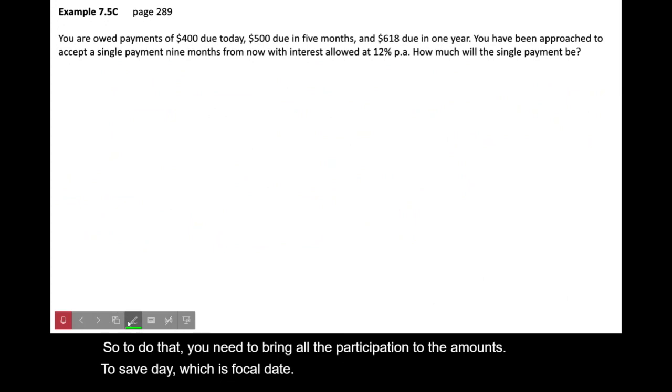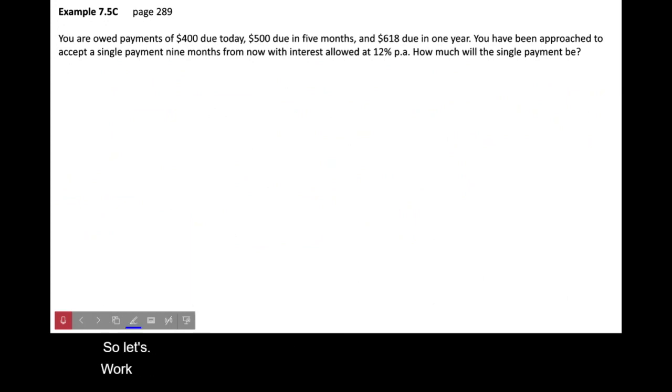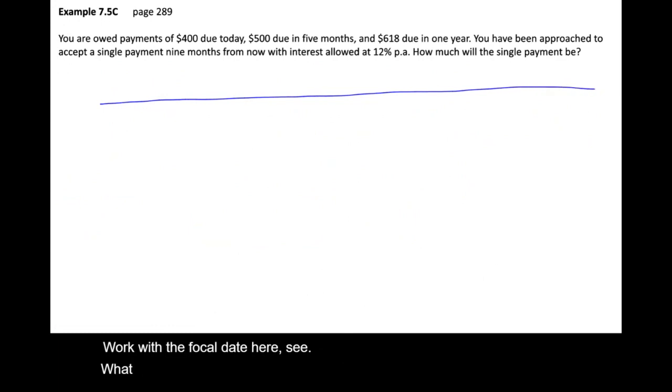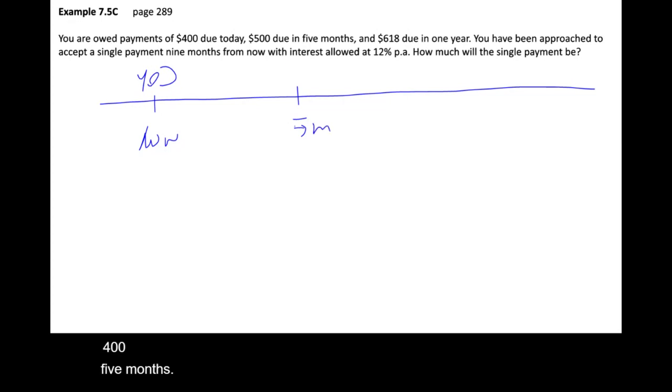So let's work with the focal date here. See what is the focal date. So we have now 400, at 5 months 500, and at 1 year we have 618. That was the original agreement.